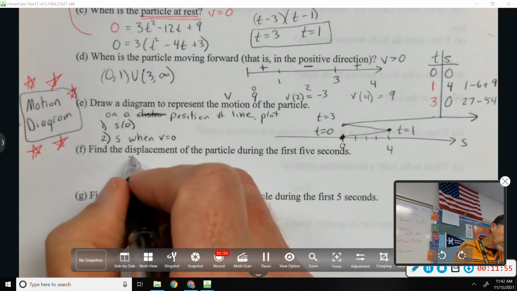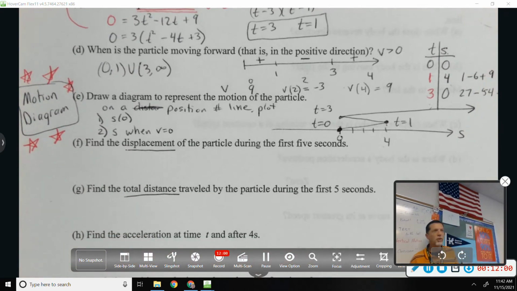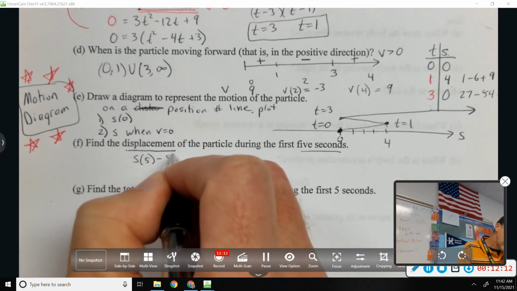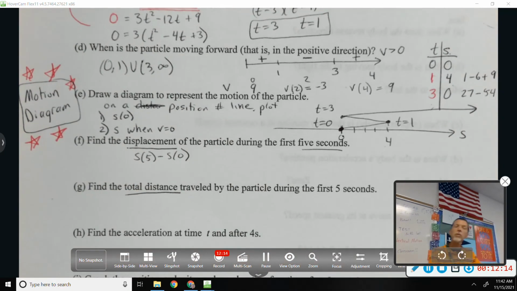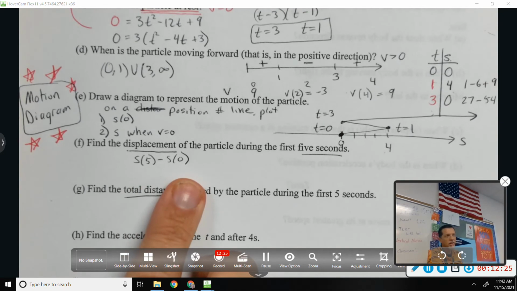Find the displacement. F and G, remember displacement versus total distance. That's another physics idea. Displacement is when t is at 5. Just strictly the equation. Well, minus where you started, so be careful. Oh, displacement. Not your position at 5, but your displacement from 0 to 5. So where you're at minus where you started.